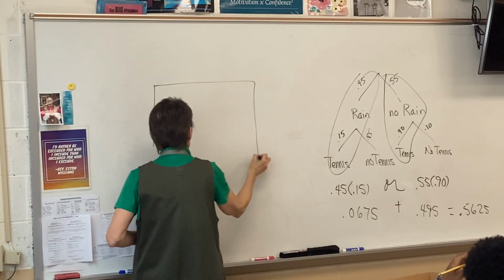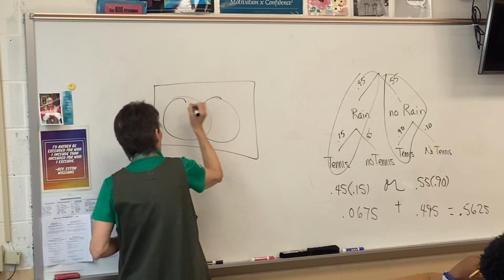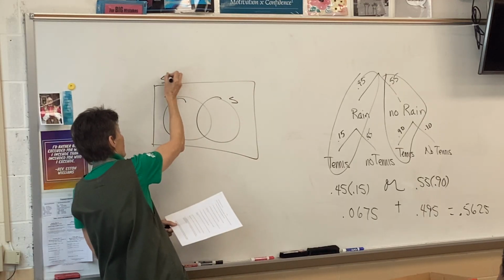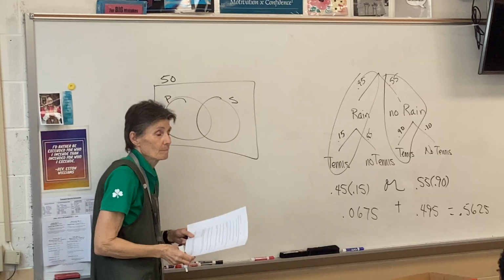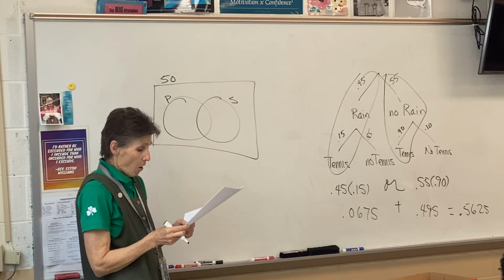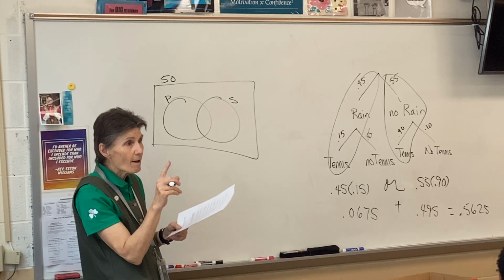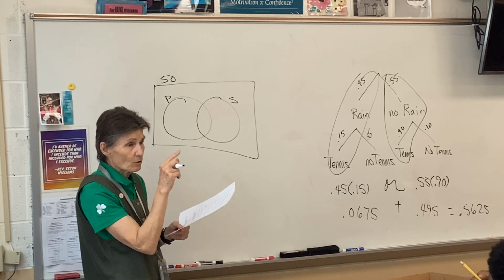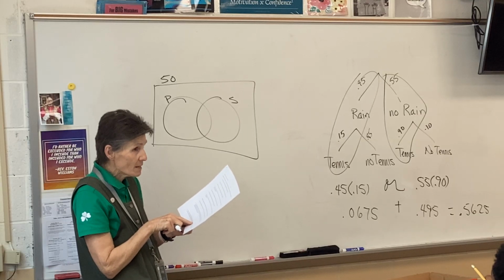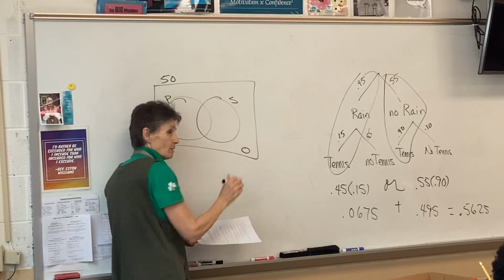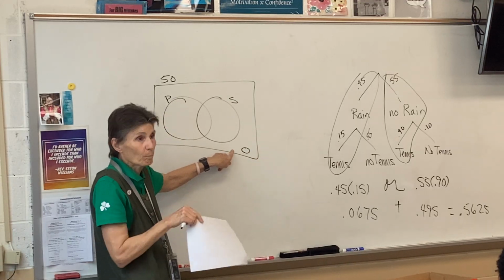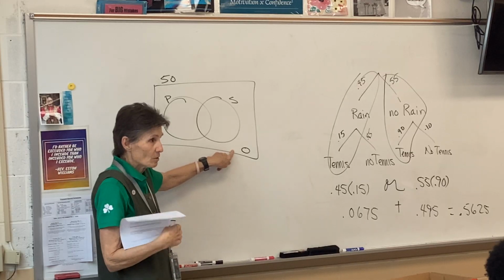So here's my Venn diagram. I got a praying ball and a singing ball, and I've got 50 altogether. All of them, so everybody either sings, prays, or both. Read that sentence. See how it says all of them? That means there's nobody out here, because these people would be the ones that don't sing and don't pray. And we don't have any of those in this problem.